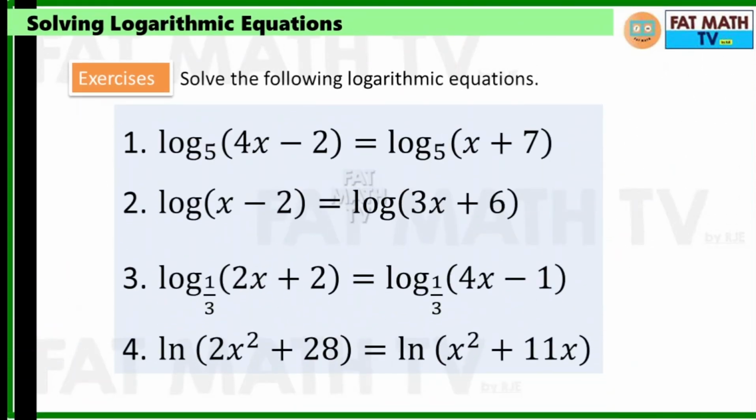Okay, so we have here four items for exercises similar to the given examples. Okay, pause the video to have more time in answering this.